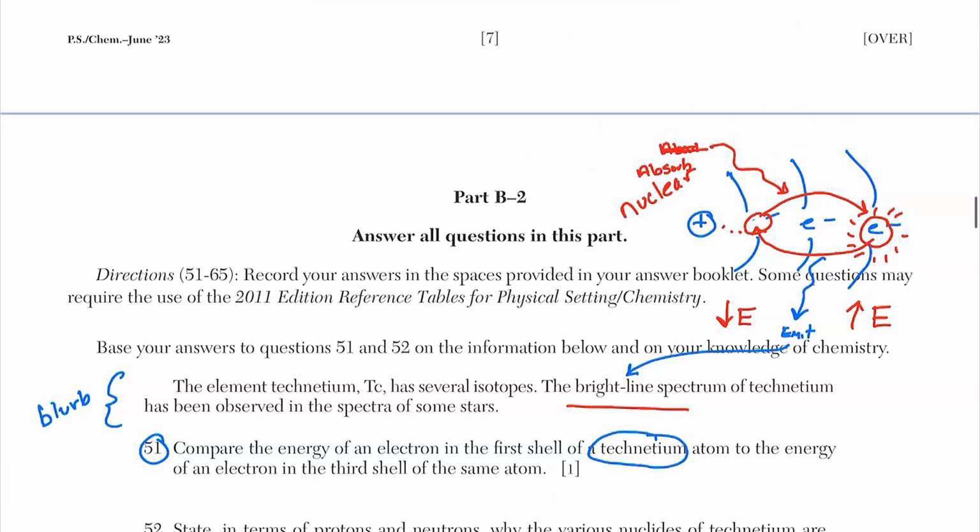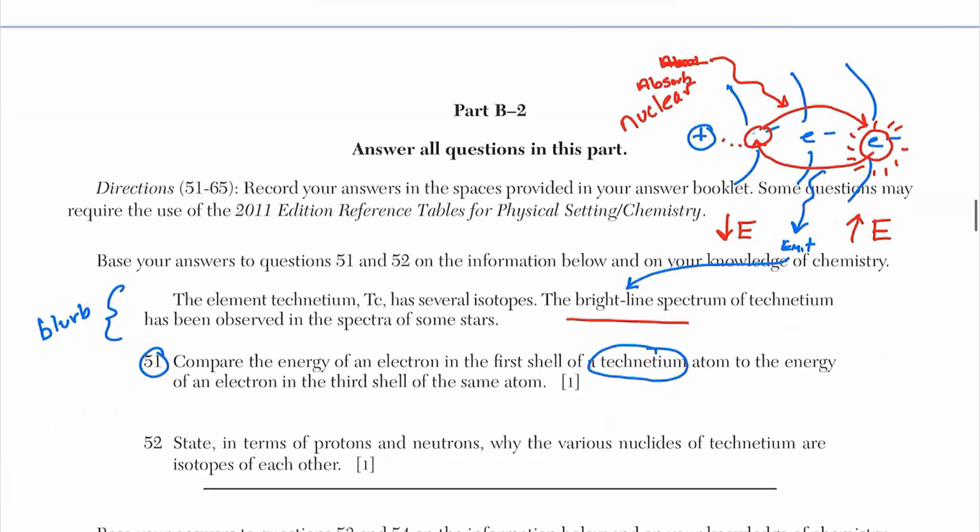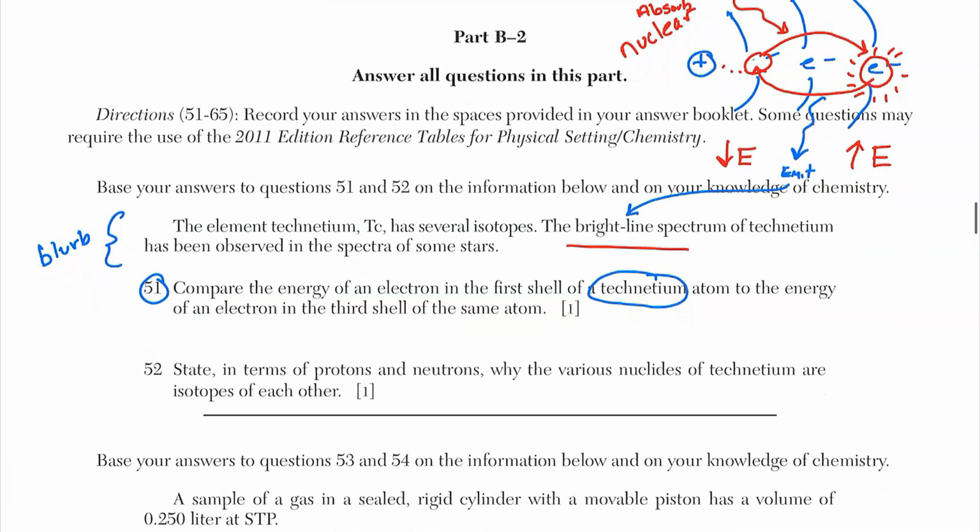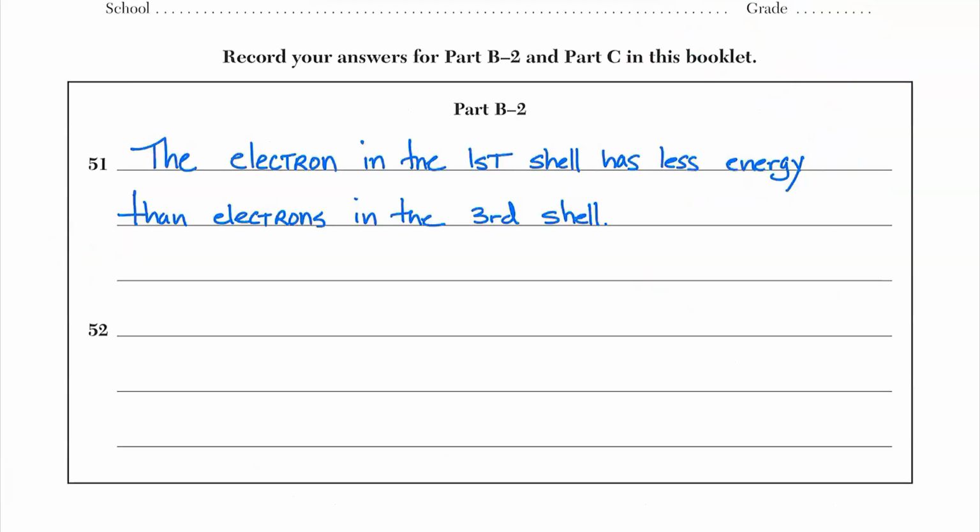All right, so in any case, this question is just saying, hey, the basics of using atomic structure, that the energy level of the first shell is lower. So let's just write that into our answer booklet, because we have to remember that we're not writing our answers into the test. Number 51, an electron in the first shell has less energy than an electron in the third shell. And I wrote it that fancy, but you could just say the third shell has greater energy. The electron in the first shell has less.